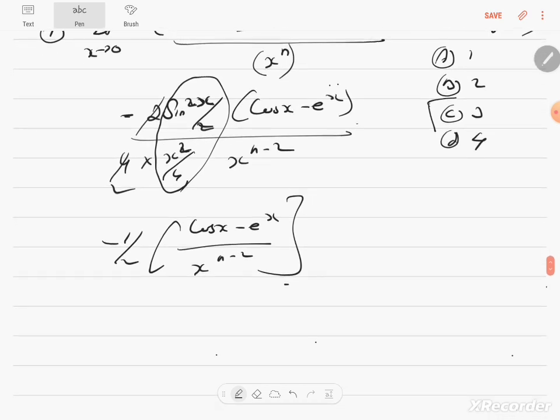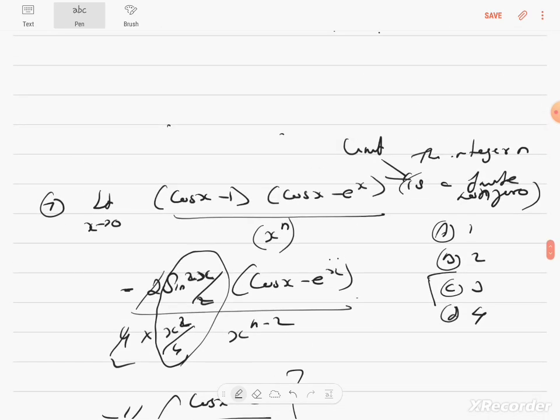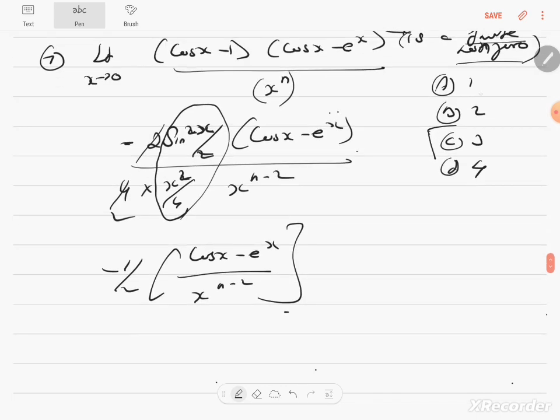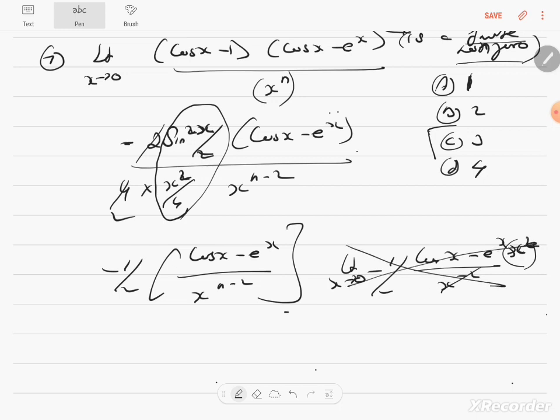Now, when you apply L'Hopital rule, since they've already given that it's a finite answer, let's put n is equal to 1, option A. What does it get to? (cos x minus e to the power x) by, n is equal to 1 means x to the power minus 1 will become x, and limit x tends to 0. If you put this, the numerator will make it 0, the answer becomes 0, which is not possible. So the next case, let's put n as 2.